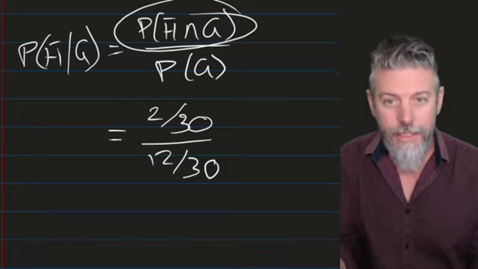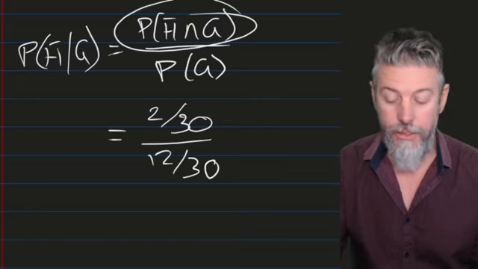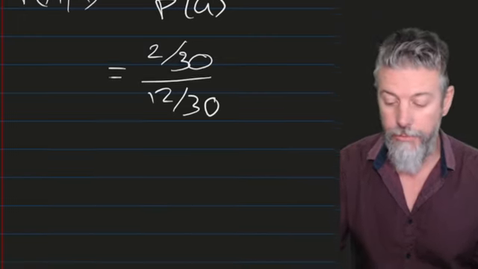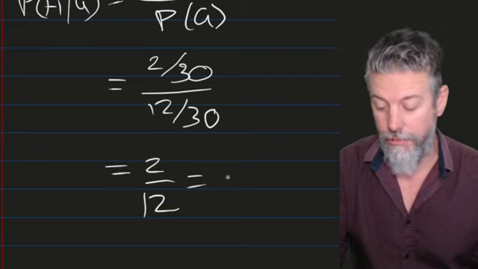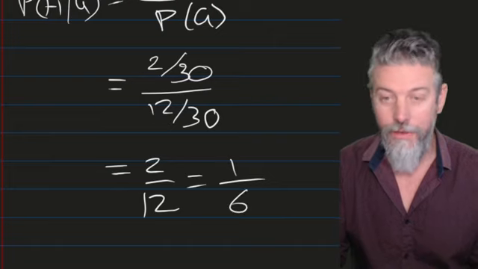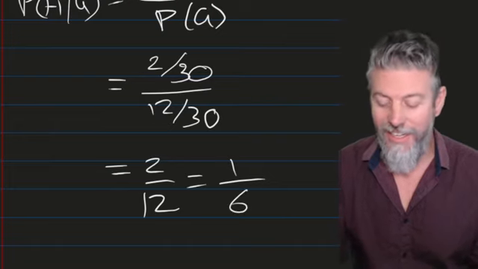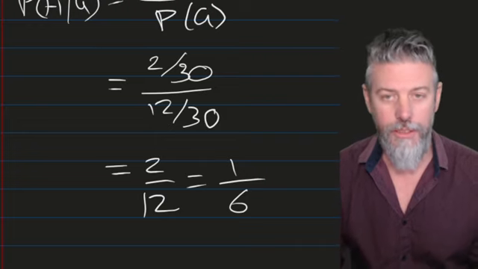And you end up always getting in a situation where you're cancelling down. So we cancel the 30 off the top and the bottom, and we end up with 2 over 12, which we have to simplify. Otherwise, we would feel very uncomfortable indeed. And we end up with a probability of 1 in 6.